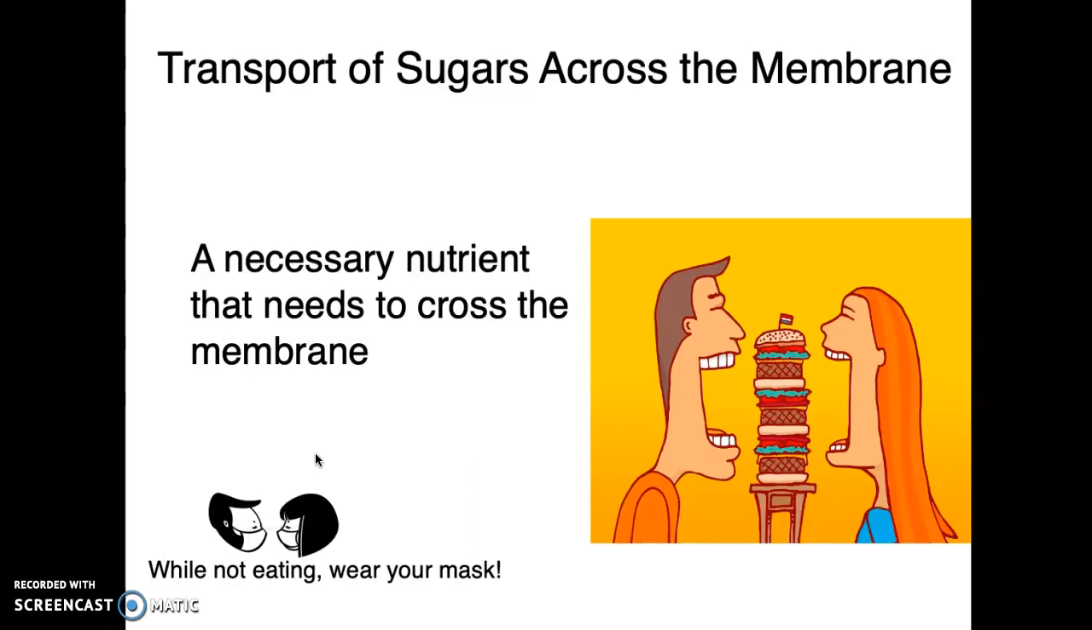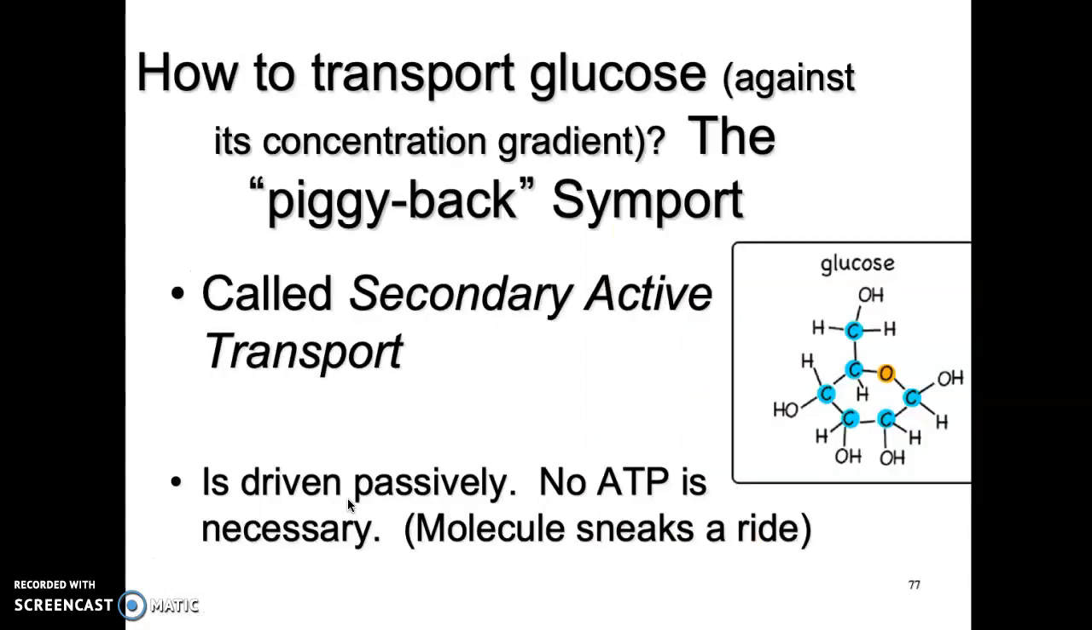I added this picture here earlier before COVID, and now it gives me the heebie-jeebies with those big mouths open close to each other. So I added the little mask warning down here. Anyhow, let's go on to moving sugar across the membrane.